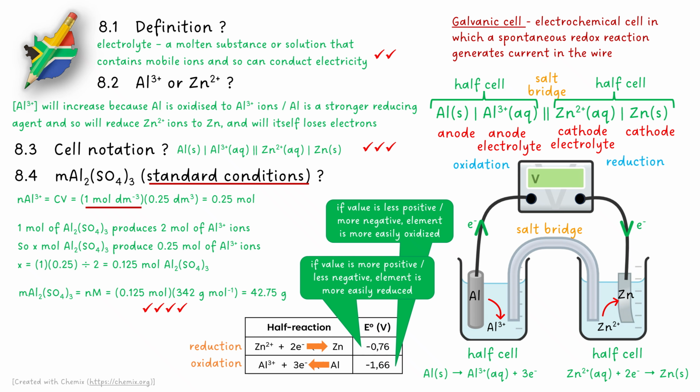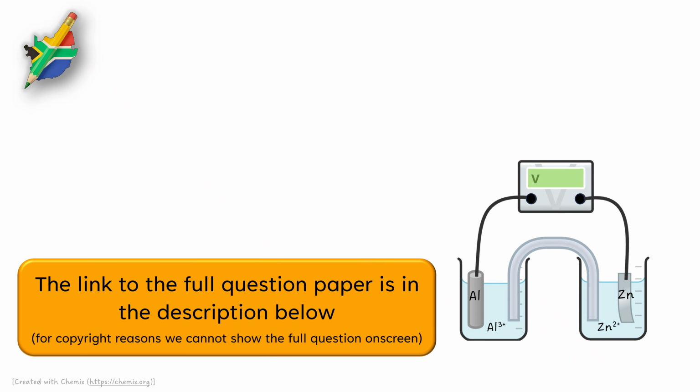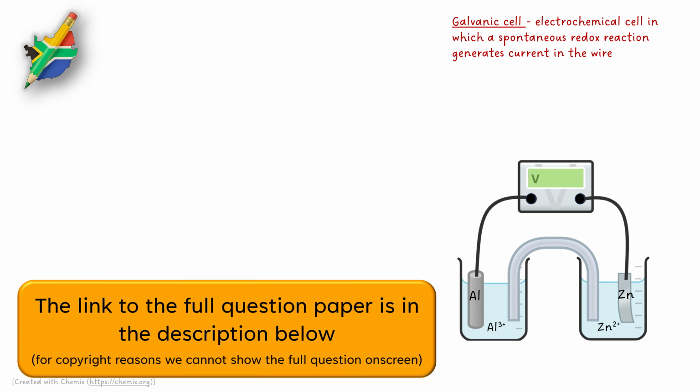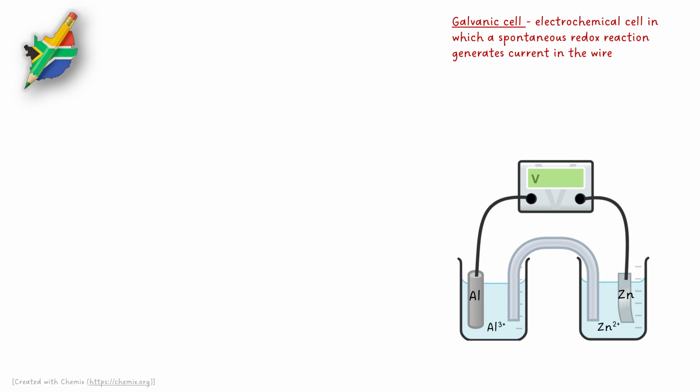Question 8. The cell that is shown in the diagram is a galvanic cell. A galvanic cell is an electrochemical cell in which a spontaneous redox reaction occurs and generates current in the wire.